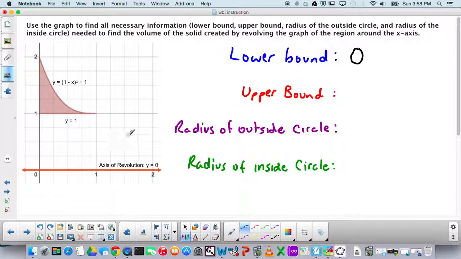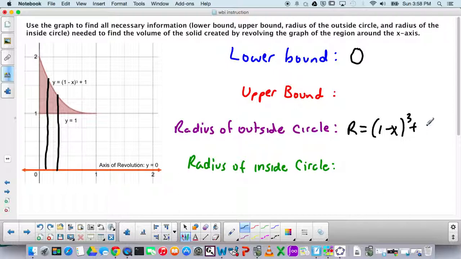Our upper bound, well, once again, we're going from the axis of revolution out to the outside of the shaded region. Okay, and no matter where I draw this line, the outside of that region is always going to be the graph of y equals 1 minus x cubed plus 1. So that's going to be our big R. So big R equals 1 minus x to the third plus 1.